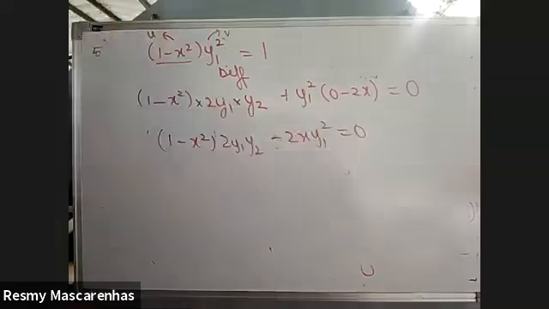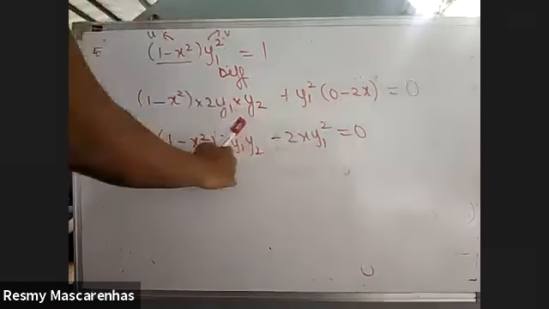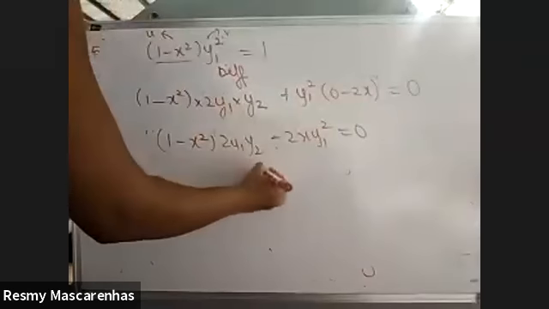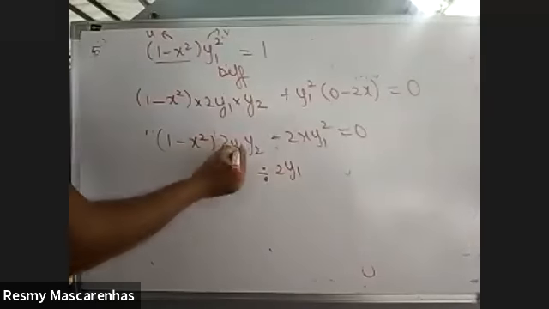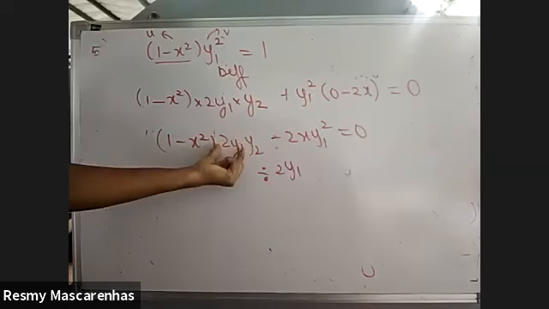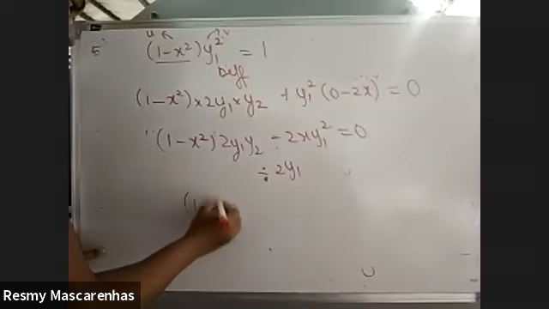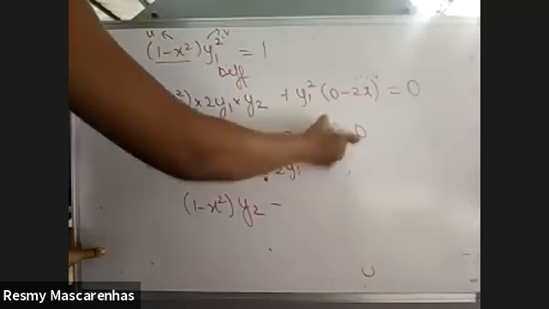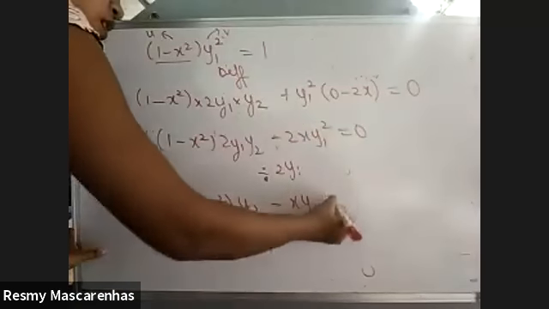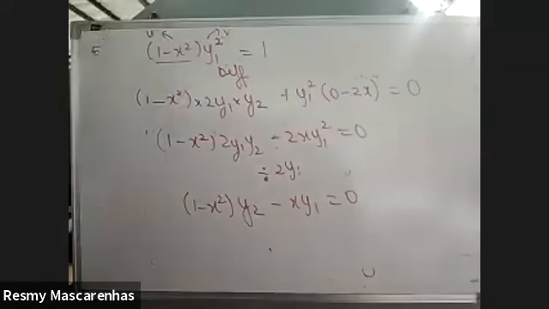Now if you see, it is not matching with the answer, but there is something common in both places. 2y1 is common. So what you do is divide everything by 2y1. In this term 2y1 will go, y2 will remain. Same way, 2 will go and y1 will go. So this is the answer you will get, and that's what they had asked for.